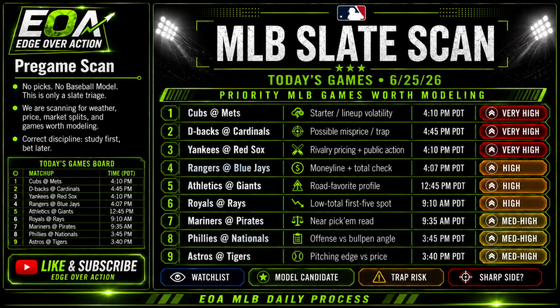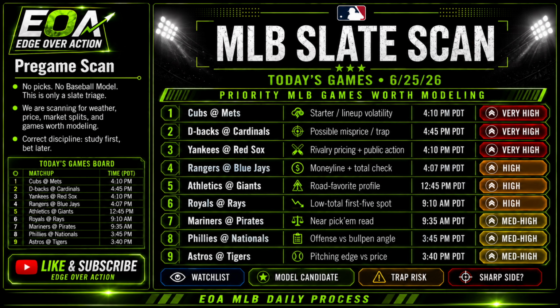Philadelphia has a clear starter edge with Christopher Sanchez over Cade Cavalli, but the full game money line is expensive enough that this becomes a price versus edge investigation. And the last game, we have Astros at Tigers. The starter ERAs look like a Detroit edge, but the market is close to pick 'em. It's exactly where we want to check hidden market respect.